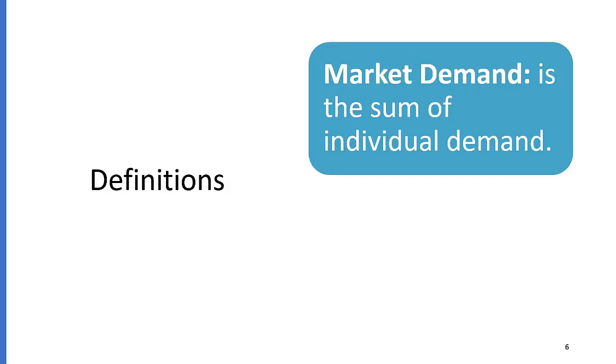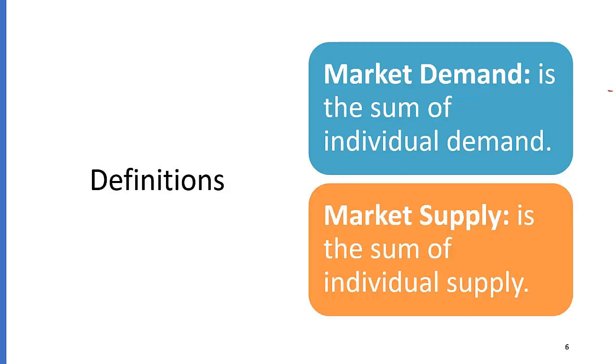Now next we'll do a couple more definitions. So let's first try to define market demand. Market demand is the sum of individual demand, and also the market supply is the sum of individual supply. Now obviously in the market there's not only one ice cream seller, there can be thousands of ice cream sellers, and if you just add up the supply of all those thousands of ice cream sellers, that's the market supply. Similarly, market demand: there's not only one buyer of ice cream, there are thousands of buyers of ice cream, and if you combine all of them together, then it's a market demand.